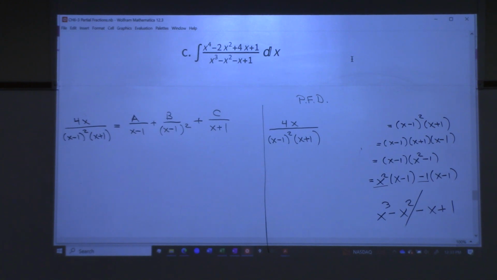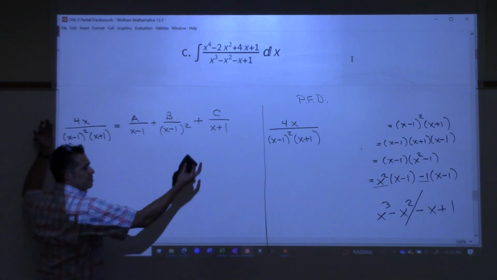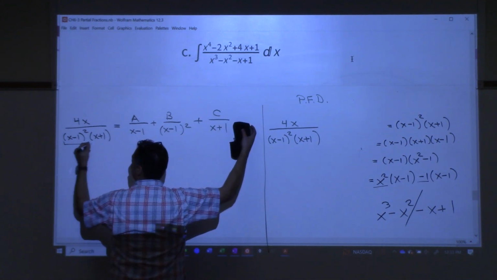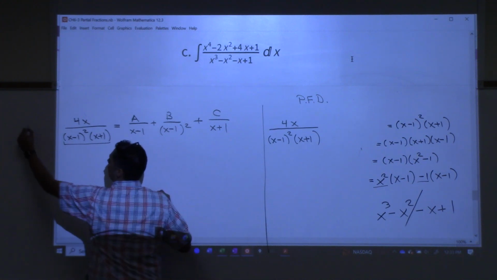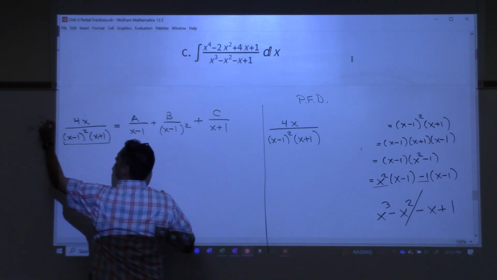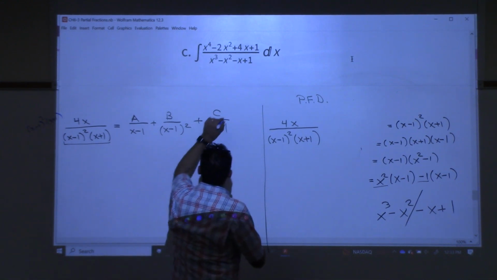All right. Next step, clear the fractions. So you multiply both sides of this by this right here. So imagine doing that on the left and on the right. And then do the same thing over here.